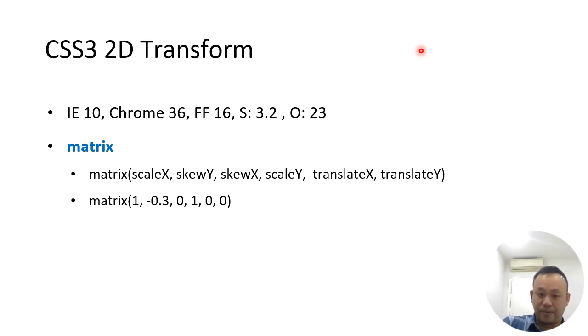We also have matrix. The matrix method takes six parameters containing mathematical functions which allow you to rotate, scale, move, and skew elements. So the parameters are as follows: matrix(scaleX, skewY, skewX, scaleY, translateX, translateY). For example, we have something like this: matrix(1, -0.3, 0, 1, 0, 0).